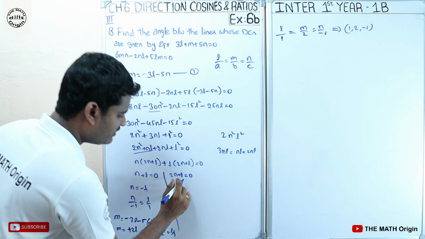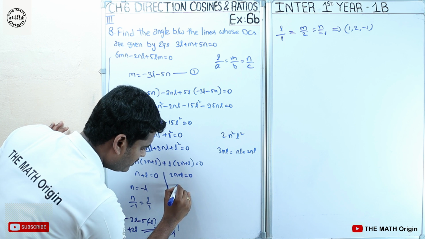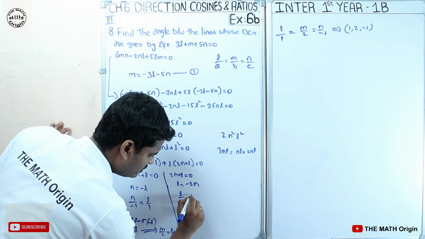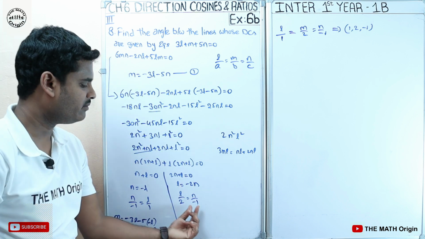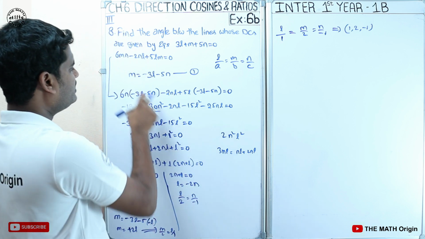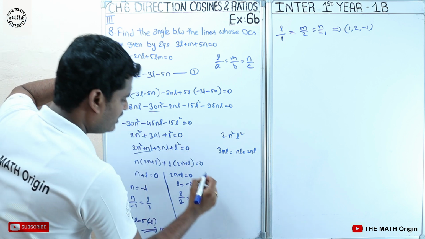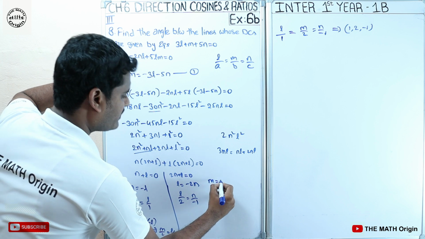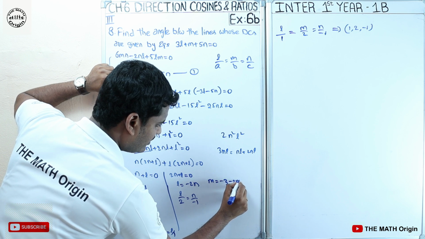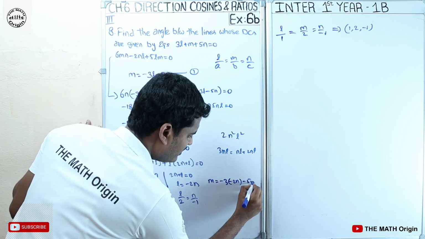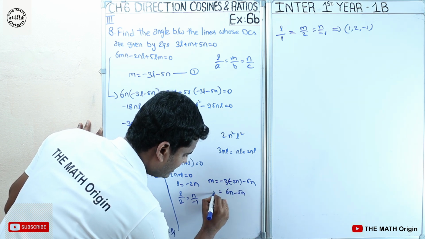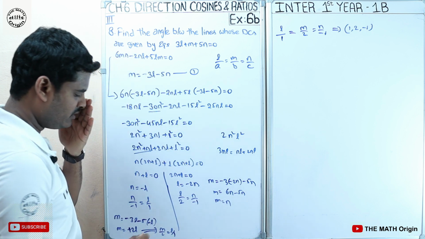Okay, in the same case, if you see here, l is equals to minus 2n, l by 2 is equals to n by minus 1. Okay, I have kept minus 1 this side and l by 2. Okay, now what I will do, I will substitute this value l equals to minus 2n in equation 1. Okay, I am writing the equation here, m equals to minus 3l, l means we have minus 2n minus 5n equals to minus 6n minus 5n. Okay, m equals to n.